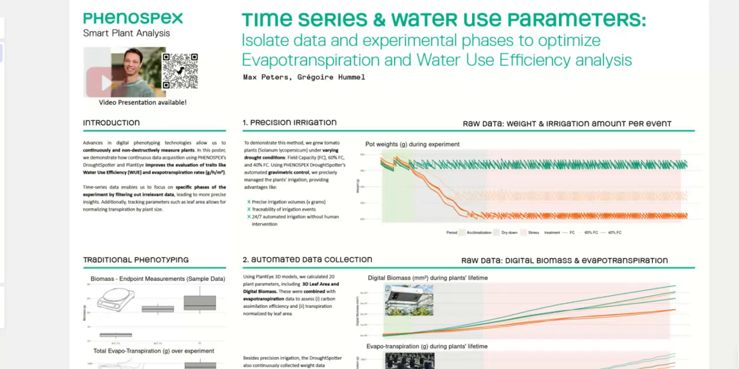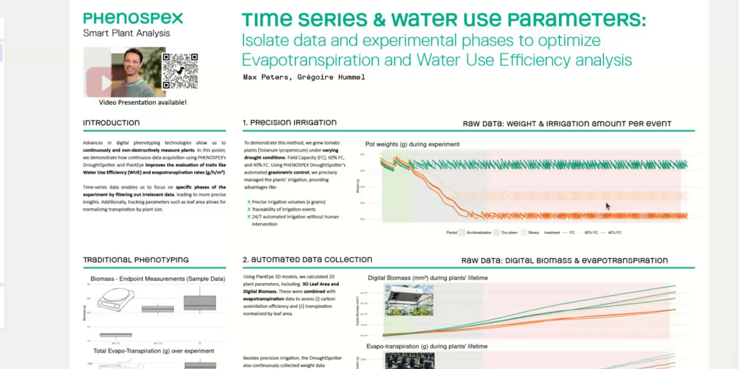And this poster is about how phenotypical time series data impacts the downstream options to extract water use parameters. After this poster, you will understand how time series data provides for creating a better signal and selecting the relevant information. For instance, time series data allows us to isolate a specific experimental phase or to focus solely on transpiration during the daytime.